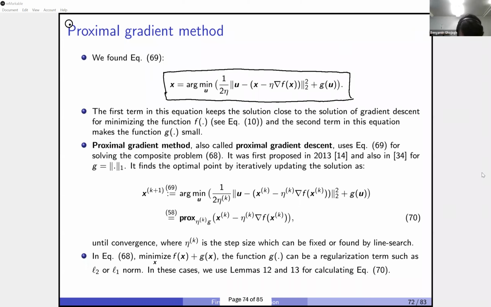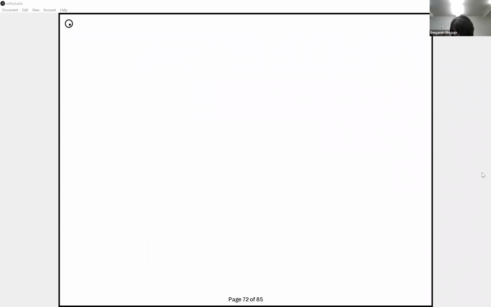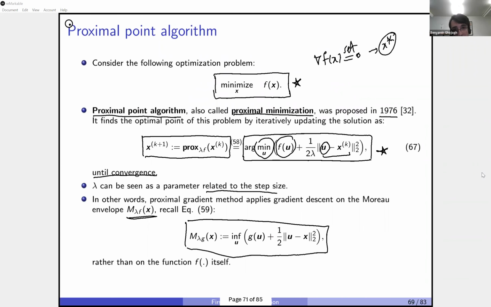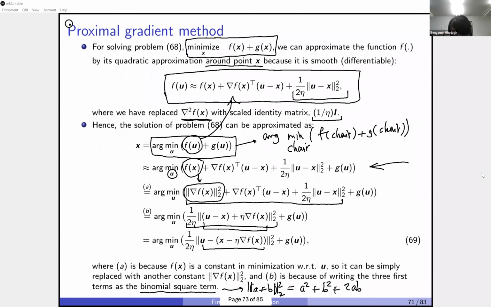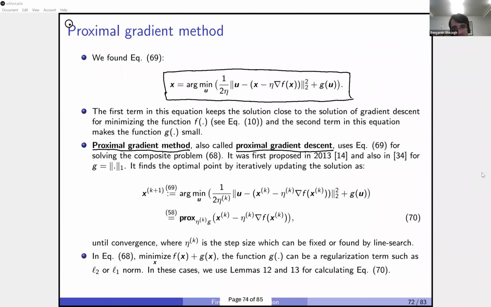Now let's talk about it. This is exactly the proximal gradient method. So this is another algorithm, named the proximal gradient method, also called proximal gradient descent. Don't confuse it with the previous algorithm, whose name was the proximal point algorithm or proximal minimization. This one is the proximal gradient method or proximal gradient descent. It was proposed in 2013, very close to us. We are getting closer to the state of the art in optimization.